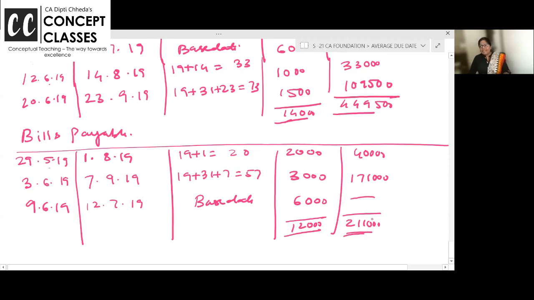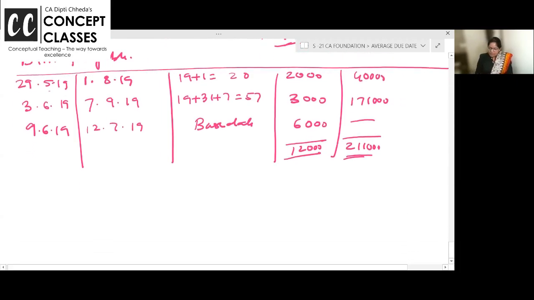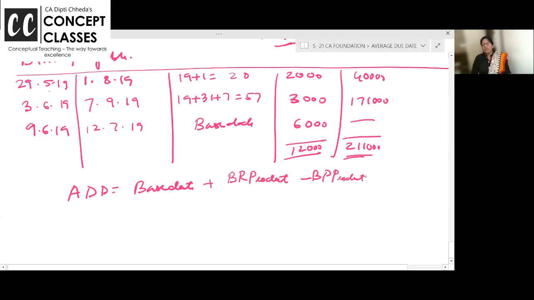Taking common base date is clear or not? Right. Now, take the average due date. Average due date is equal to base date plus bills receivable product minus bills payable product. Yes or no? It's not always bills receivable, whichever is the difference, he will pay. Bills receivable amount minus the bills payable amount.